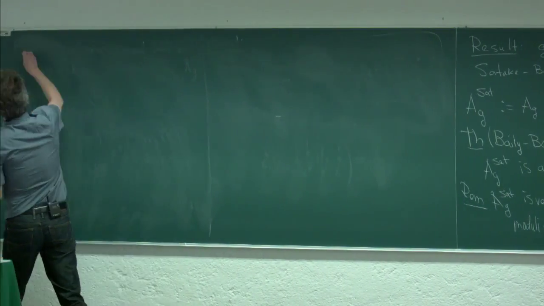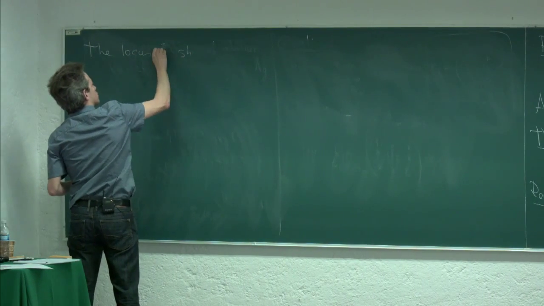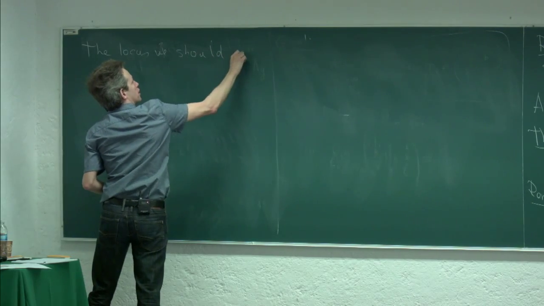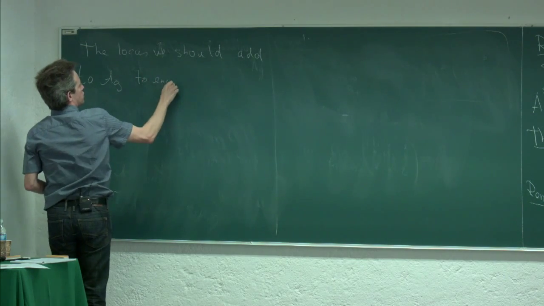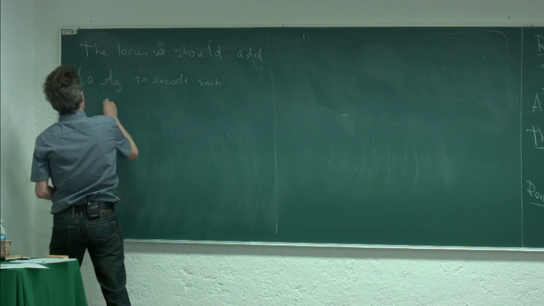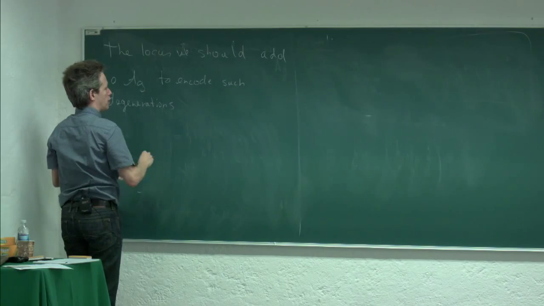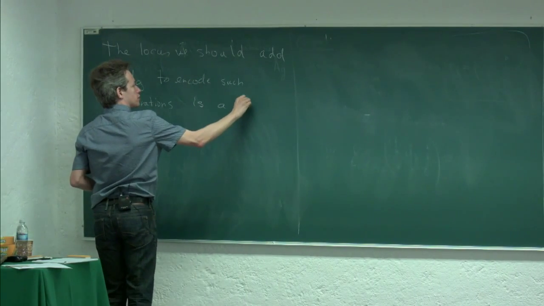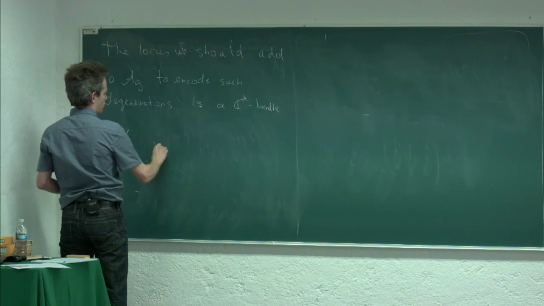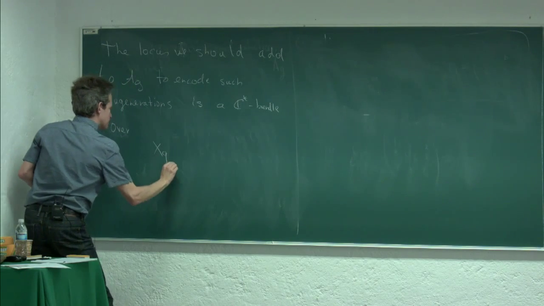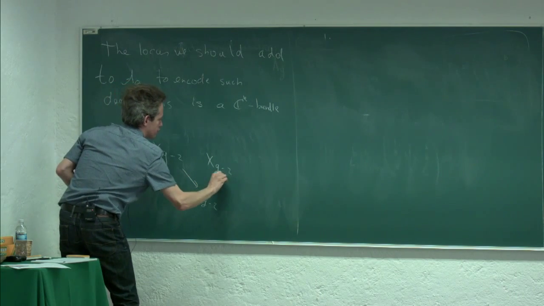So the locus I should add, well, we should add, we're doing this together, right? We should add to AG to encode such degenerations is actually a C star bundle over the coequalizer, the fiber product of this.